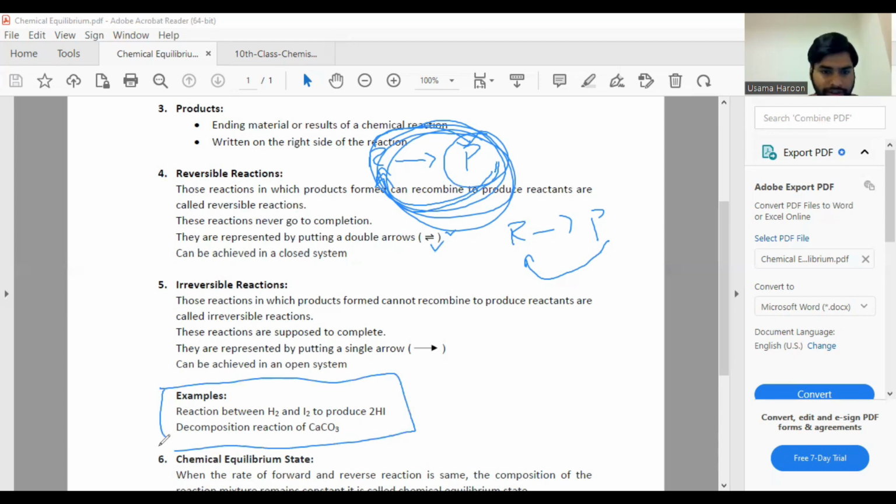Now, moving on towards the irreversible reaction. The irreversible reaction is the very exact opposite to the reversible reactions. Reversible reactions are those in which the products formed can recombine to make reactants. But in irreversible reactions, the products formed cannot recombine to form reactants.